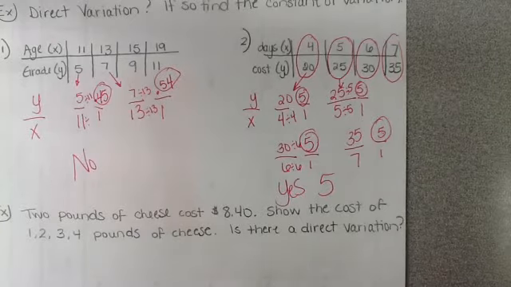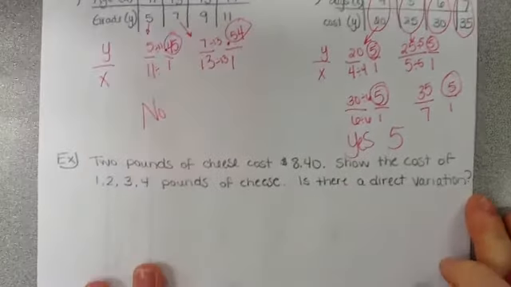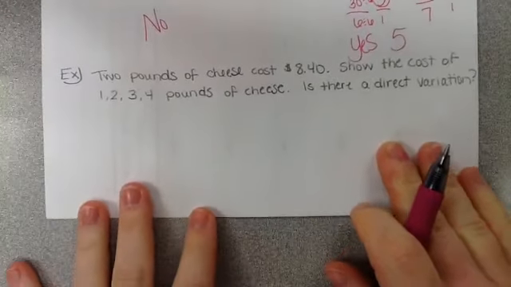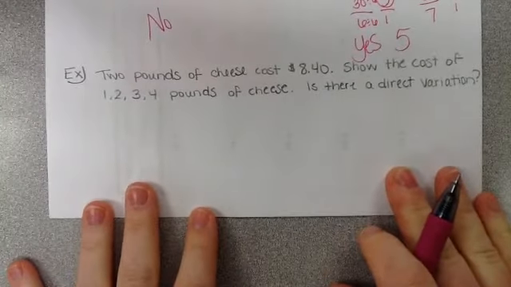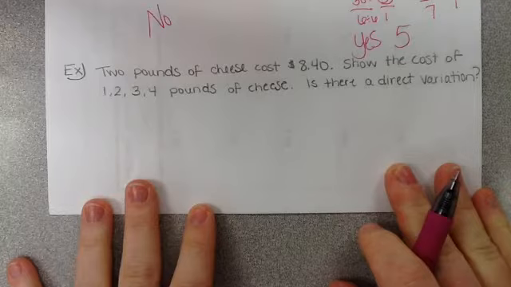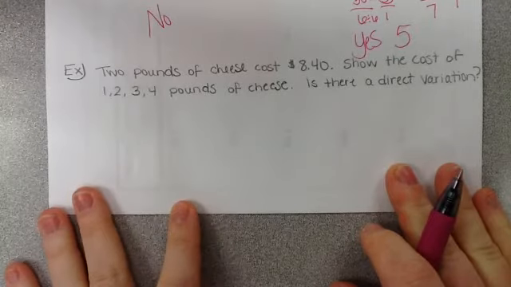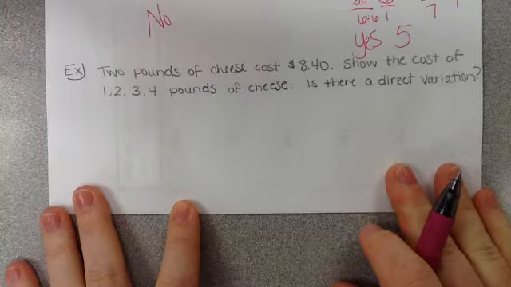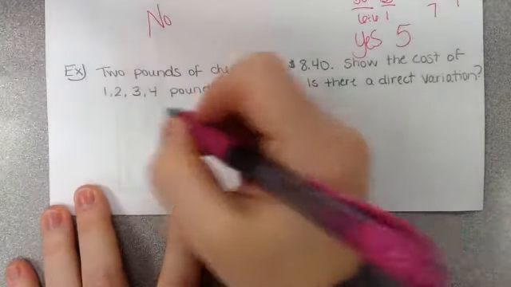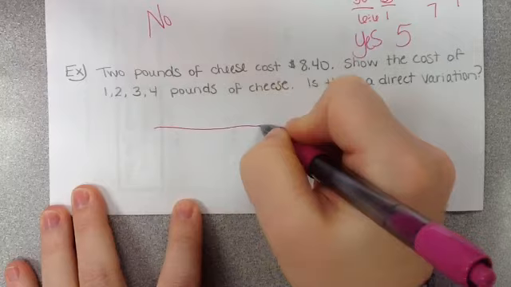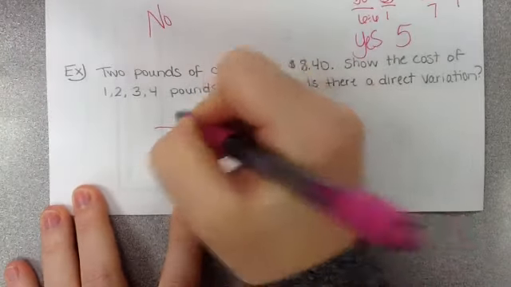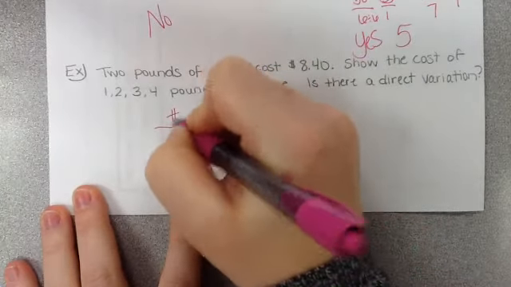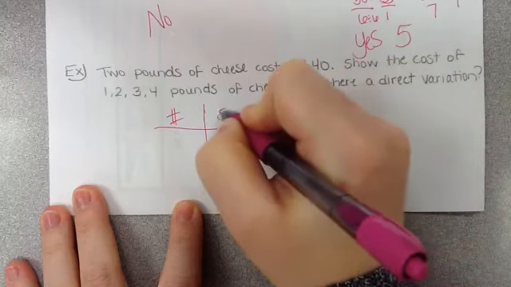Okay. So find the unit rate of each, y over x, rise over run. See if they are the same. This time they don't give us a table. 2 pounds of cheese cost $8.40. Show the cost of 1, 2, 3, and 4 pounds of cheese. Okay, so I know 2 pounds. So this will be the number of pounds and the cost.